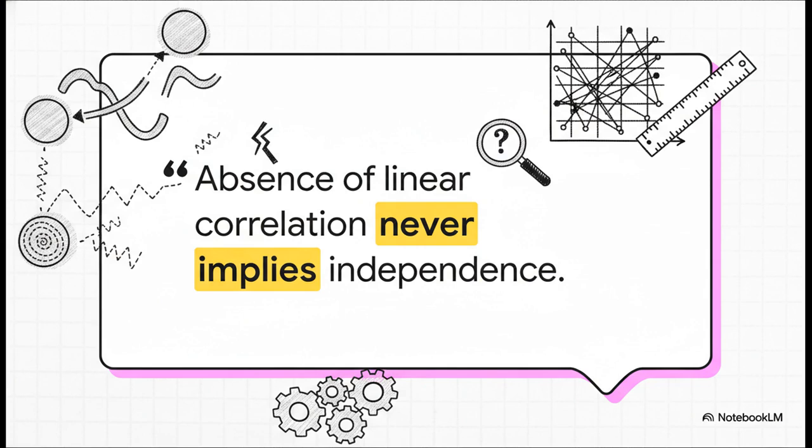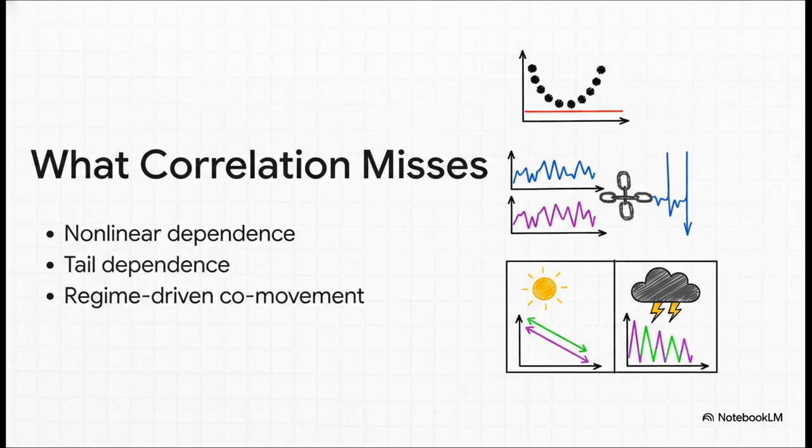This sentence right here, this is probably the single most important idea in this entire explainer. Just because that correlation number is 0, it absolutely does not mean two assets are disconnected. It only means they aren't connected in a simple straight line. They could be connected in 100 other complex ways that this metric is completely and totally blind to. And this is exactly what we mean.